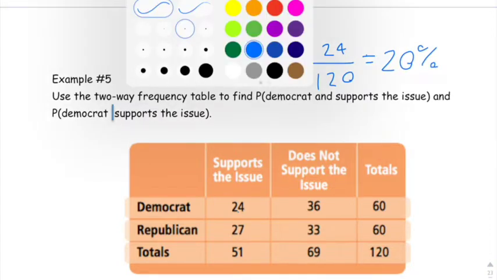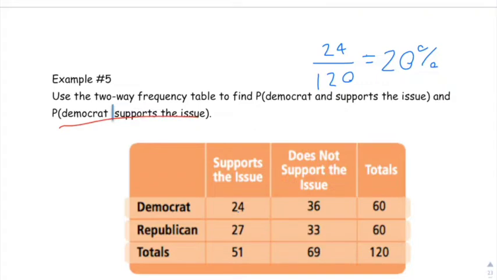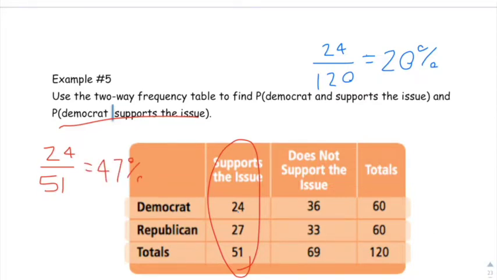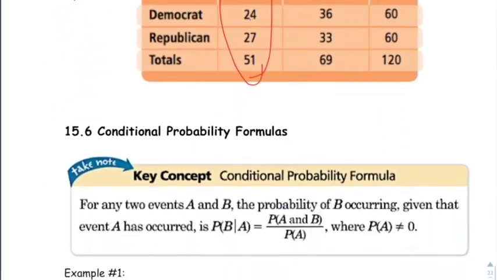Now the second portion, I'll do this in red. Given that they support the issue, we're only looking at this column here. There are only 51 people that do that. 24 of them are going to be Democrats. So that'd be about 47% after you punch that out. Okay, so that's the thing there.